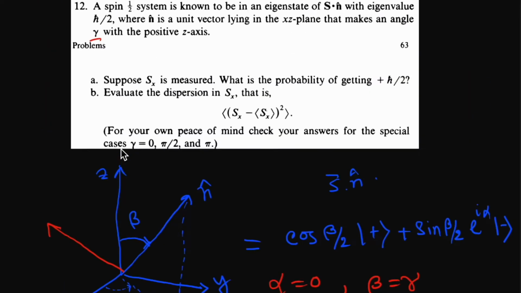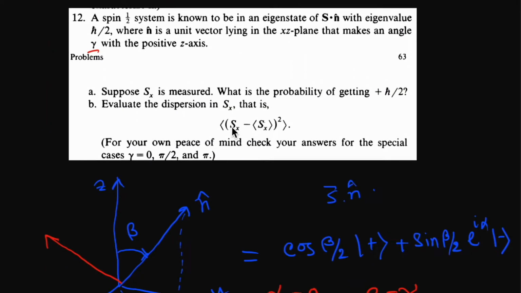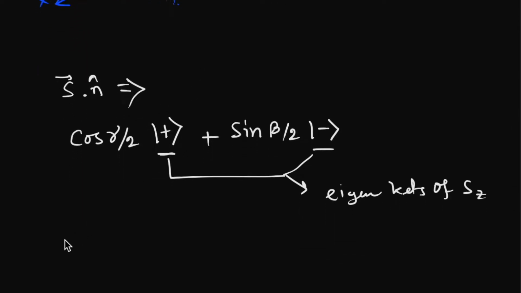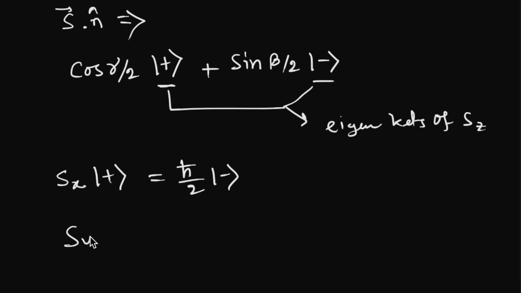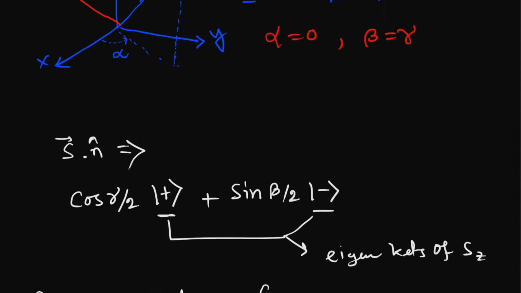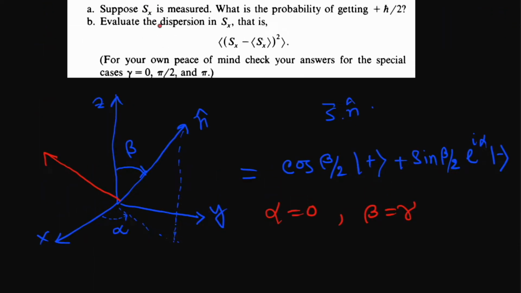Now it is asked, if we measure Sx, what will we get? From the previous question we know that Sx operator on plus ket gives h cut by 2 times minus ket, and Sx on minus ket gives h cut by 2 times plus ket. We are going to use these two relations. Now the first question: what is the probability of getting h cut by 2?